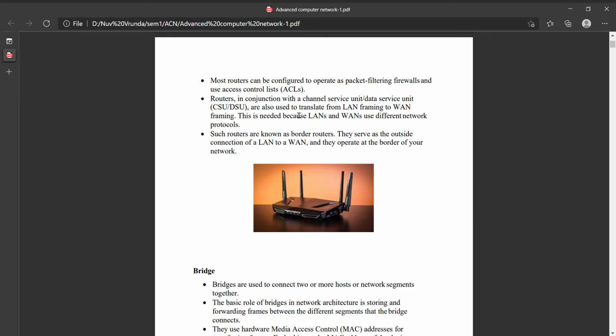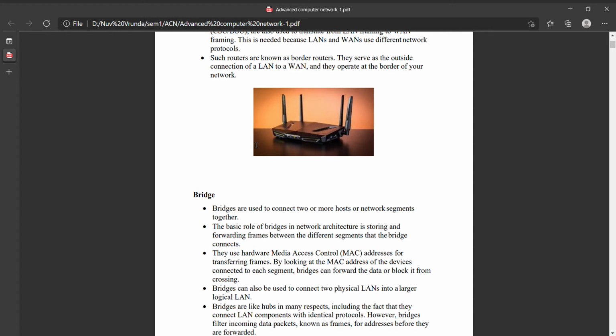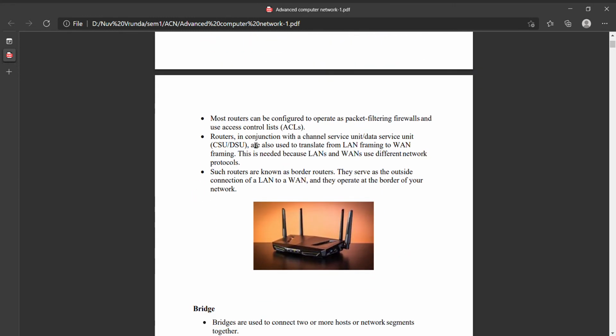So we can connect a router in any area network according to its bandwidth. Such routers are known as border routers. They serve the outside connection of a LAN or WAN and the border of the networks. Okay, so we can just see the basic work of a router.